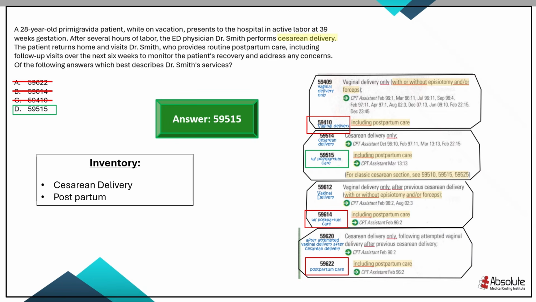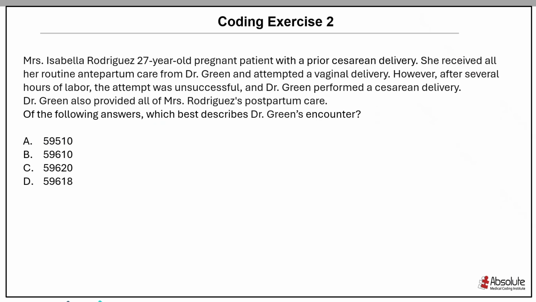Okay, coders, let's go ahead and do the second scenario. Of the following answers, which best describes Dr. Green's encounter? Option A, 59510, option B, 59610, option C, 59620, option D, 59618. Mrs. Isabella Rodriguez, a 27-year-old pregnant patient with a prior cesarean delivery. She received all her routine antepartum care from Dr. Green and attempted vaginal delivery.